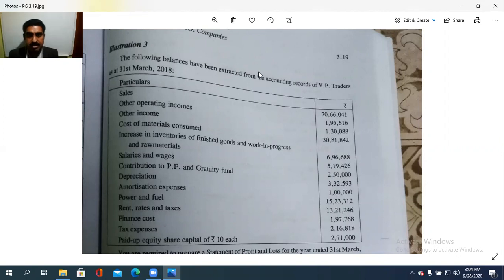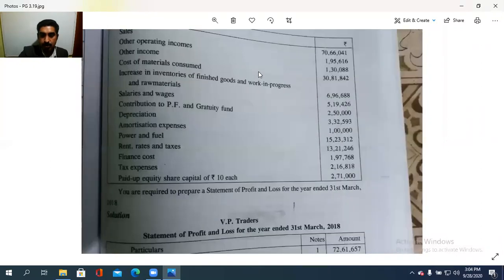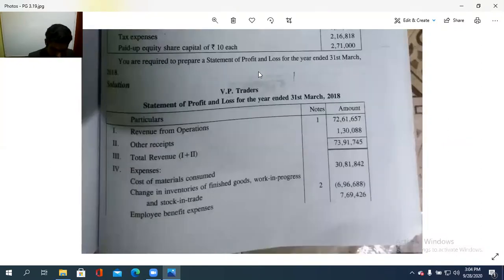The following balances have been extracted from the accounting records of VP Traders as at 31st March 2018. Sales, other operating income, other incomes, cost of materials consumed, increase in inventories of finished goods, work in progress and raw materials, expenses like salaries and wages, that is the employment expenses, then contribution to the PF as well as the gratuity, depreciation, amortization expenses, power and fuel, rent rates and taxes, finance costs, tax expenses, paid up equity share capital of rupees 10 each, 2,71,000. The total amount is there. You are required to prepare a statement of profit and loss for the year ended 31st March 2018.